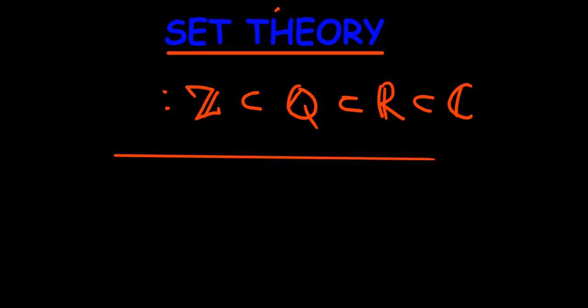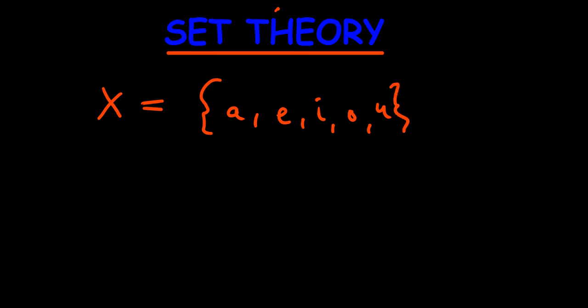In this course, since we're looking at sets, we shall denote a set by an uppercase or capital letter. For example, X is a set. Maybe X is a set of vowels: a, e, i, o and u. This is a set. Inside, we have the elements or the members, and the members shall be denoted by lowercase letters.